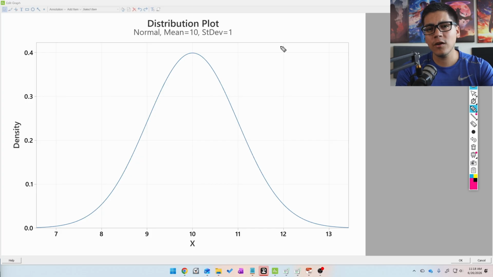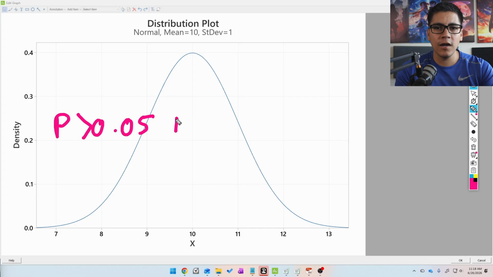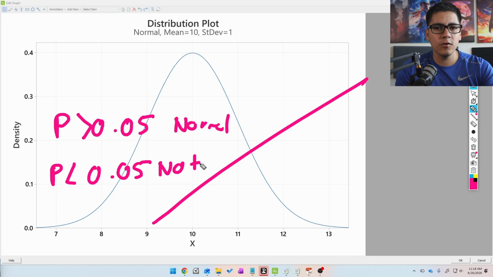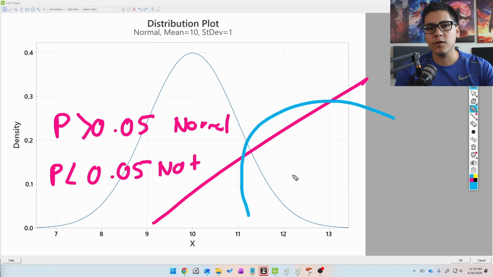Perfect. So now you know how to do a normality test using Minitab. Remember that we always conclude based on our p-value. If it is above 0.05, then the data is normal. If the data follows that red line, it is also going to be normal. If my p-value is below 0.05, then it is going to be not normal. And if my data does not follow that red line and actually curves around it, it's also visually not going to be normal.